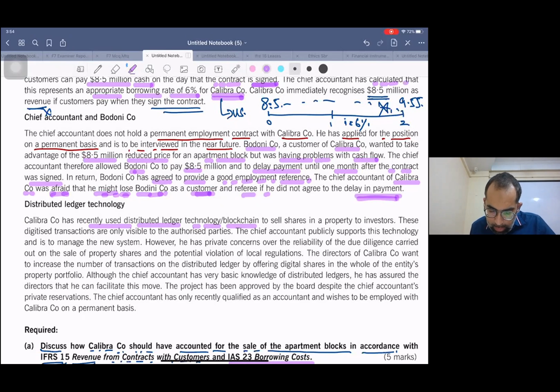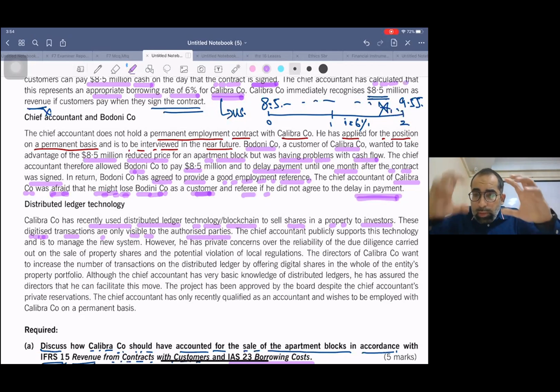Calibra company has recently used distributed ledger technology, blockchain, to sell shares in a property to investors. These digitized transactions are only visible to the authorized parties. Now, this whole blockchain setup which they are going to enter is hidden and only disclosed to some people. So there is a lack of transparency in this thing.